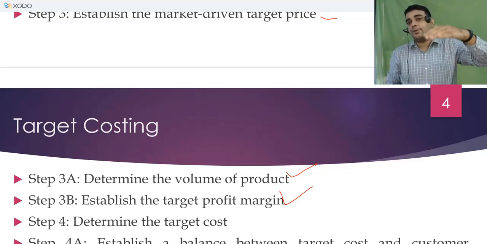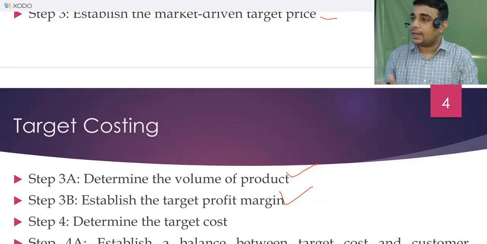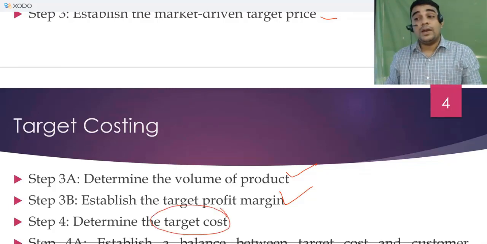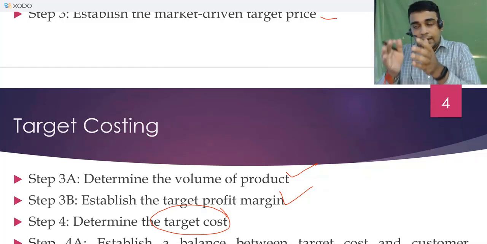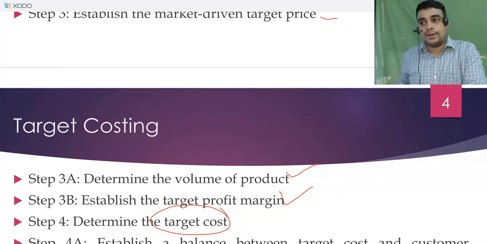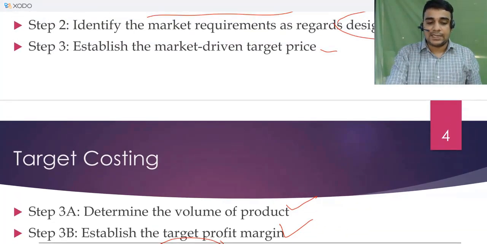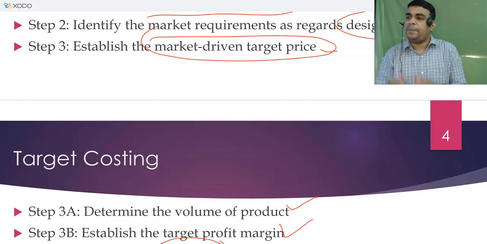So within the target profit, they are breaking it down, saying that there is a volume of the product and there is a target profit margin. Based on this, you decide the target cost. Now, whatever target cost you have calculated, there should be a linkage between the target cost and the customer requirements. Indirectly what they're saying is that this should be right, because you want to give the best to the customer.